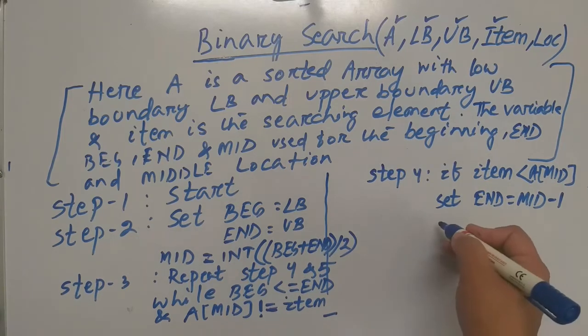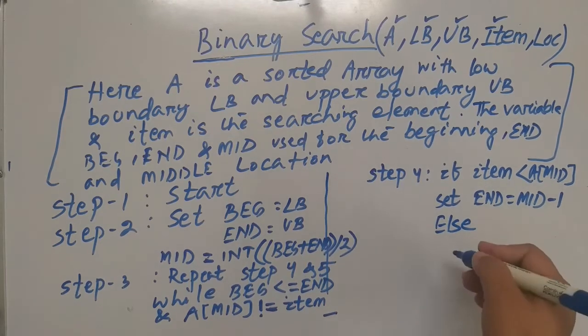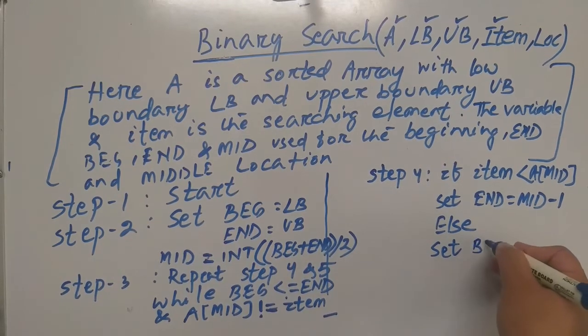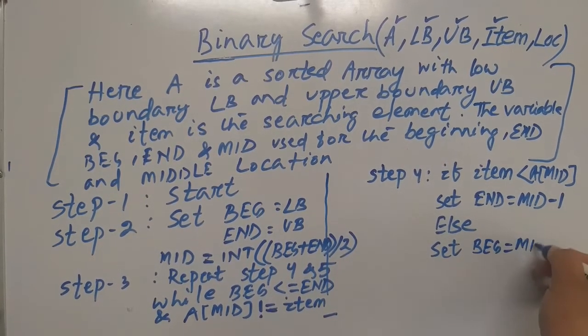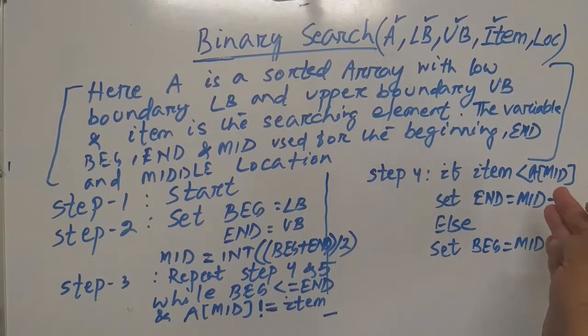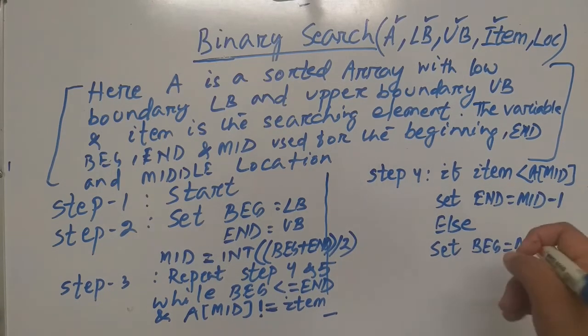Else, if this does not happen, then we set begin equal to mid plus 1. So there are two cases: either the item is less than the mid position element or greater than it. If it is less, the starting is as it is and the end is mid minus 1. If it is greater, then the beginning is mid plus 1 and the end is as it is.